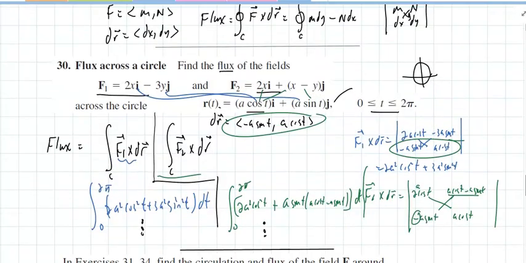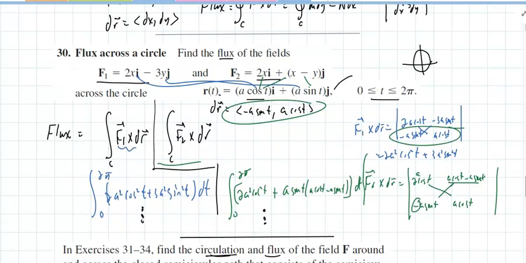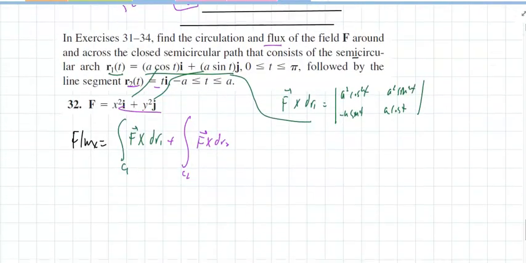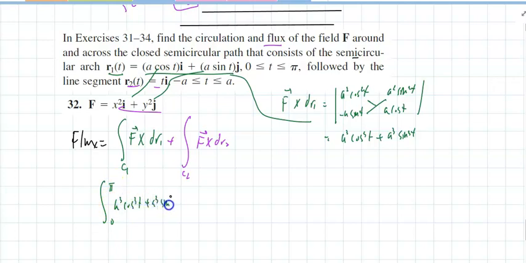Oh, okay, that looks like this. I thought I messed up on the previous. Okay, and what is that? That is a cubed cosine cubed of t plus a cubed sine cubed of t. Okay, the first one we got. That's the integral from 0 to pi of a cubed cosine cubed of t plus a cubed sine cubed of t dt. Very good.